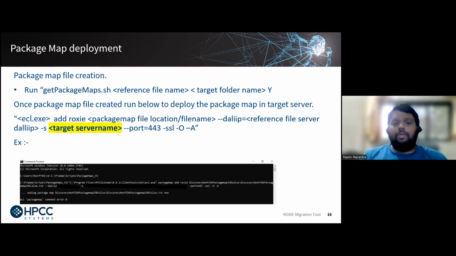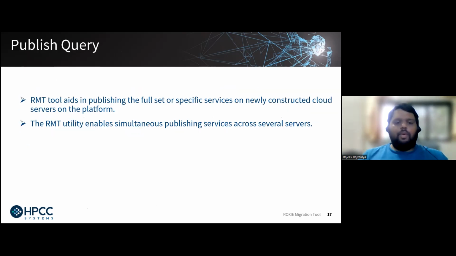This is very helpful when you have multiple namespaces with multiple files that you need to deploy. You need CT, you need prod, you need any other files. This will be very handy to just pick up whatever files you want and deploy them. Moving on, package map is done. Let's go to publish query.